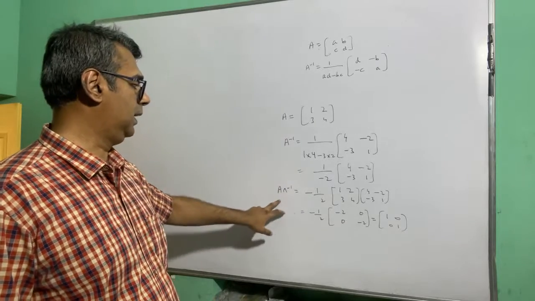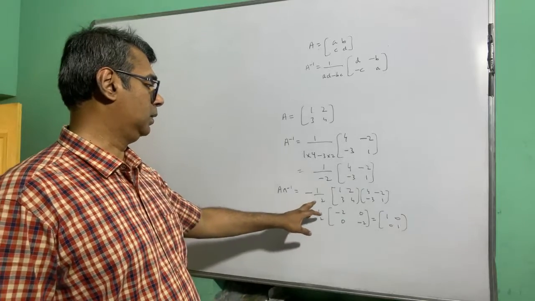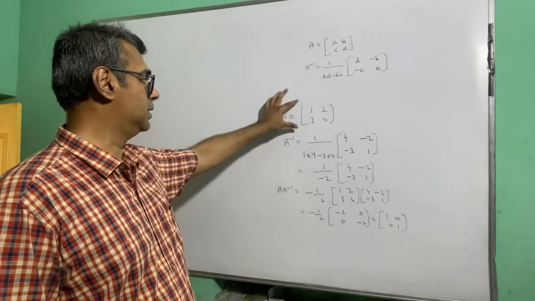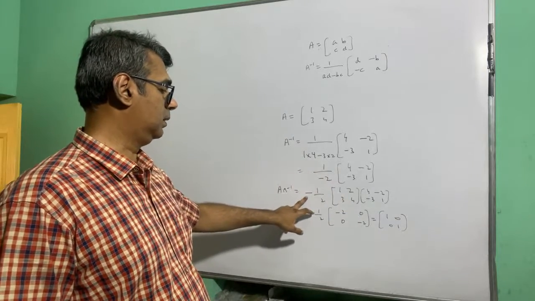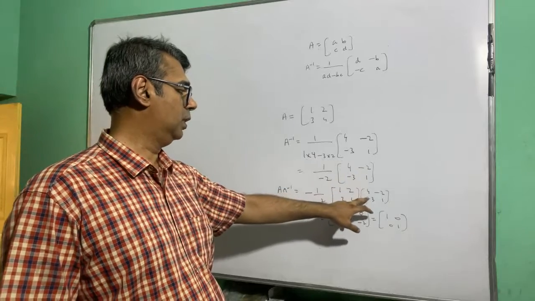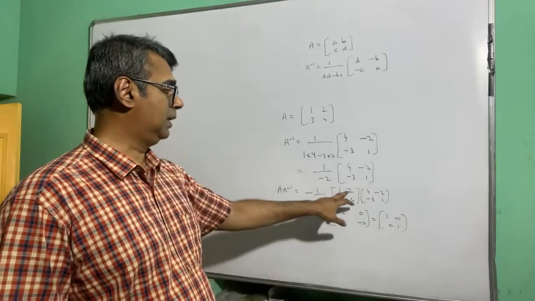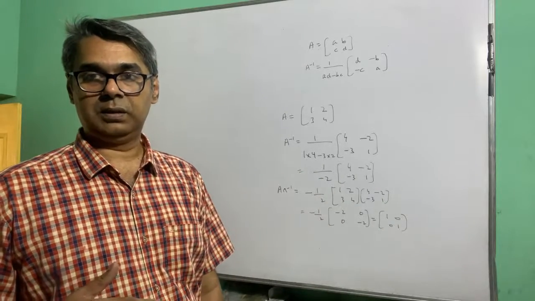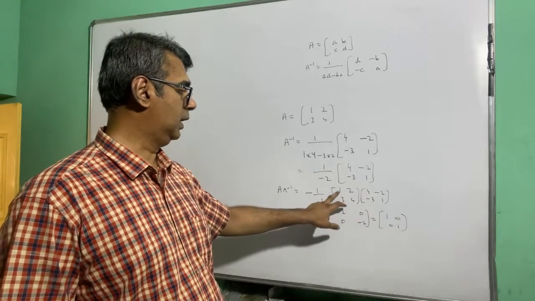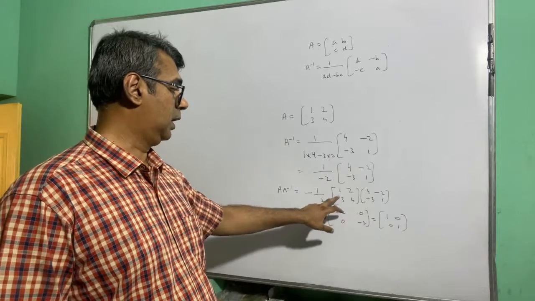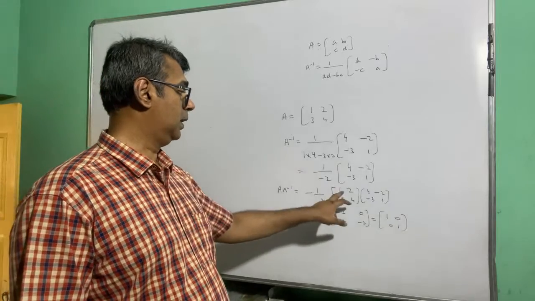If you multiply A with A inverse, then the multiplication has to be done like this. This is A, so A is 1 2 3 4, and A inverse is -1 by 2 outside, and inside is 4, minus 2, minus 3 and 1. So the multiplication you have to do like this. You have to multiply each row of the first with column of the second. So multiply this row 1 2 with the column 4 minus 3, like 1 2 with 4 minus 3. So the answer is 1 into 4 plus 2 into minus 3, so that is -2.